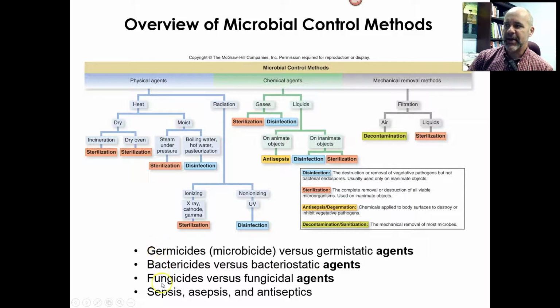Germicides, bactericides, fungicides. Whenever you see that -cide on the end, hopefully that's reminding you of something like homicide, which is to kill a person. Germicides are things that kill microbes. So the word germ there is being used as a substitute for microbe. A bactericide, more specifically, is going to be a substance that kills bacteria. Fungicide will kill fungi. So some things are germicides. That means they apply to lots of different microbes, and some are more specific.